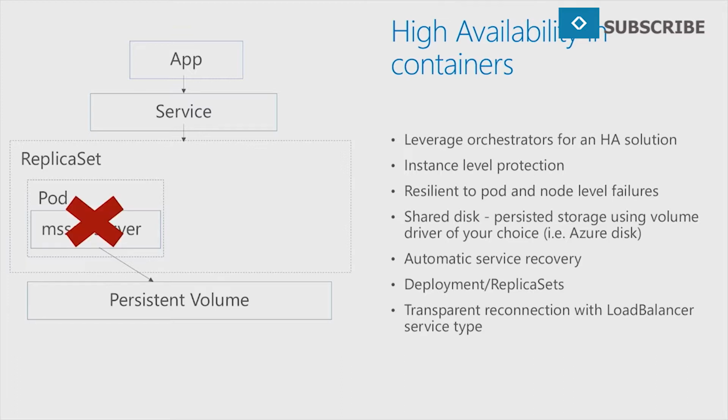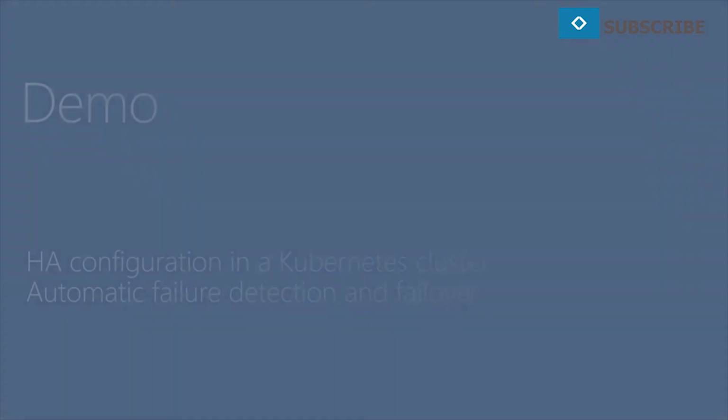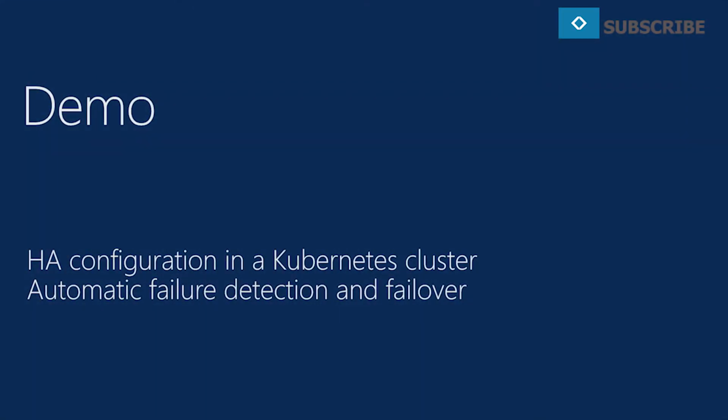Upon a failure of a SQL Server instance running in a container or a node failure, the orchestrator will bootstrap another instance of the container that will attach to the same persistent storage that maps to the Azure disk. Let's see how this looks. I'm going to show you how the Kubernetes cluster in Azure Container Service looks, and then simulate a failure and see how the orchestrator will recover from that.